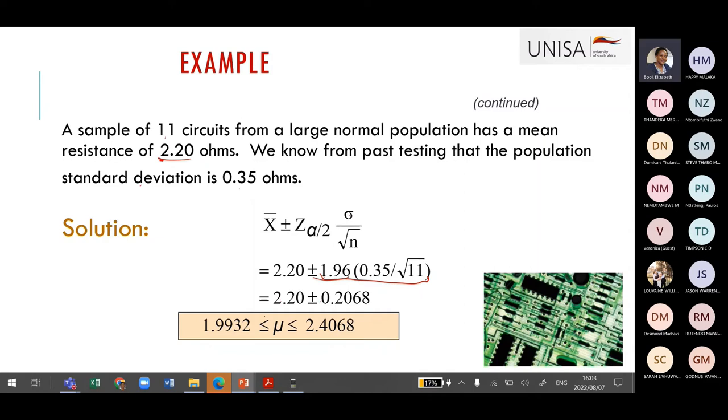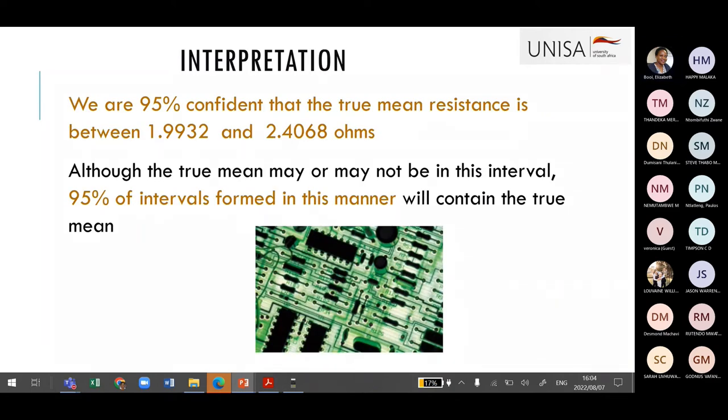0.2068. From here, the step that is missing in between is to split it into 2.20 minus 0.2068 and 2.20 plus 0.2068. When you calculate this side, you get 1.9932. When you calculate this side, you get 2.4068. Therefore, our population parameter lies between 1.9932 and 2.4068.